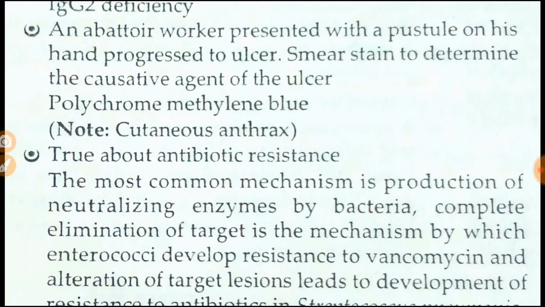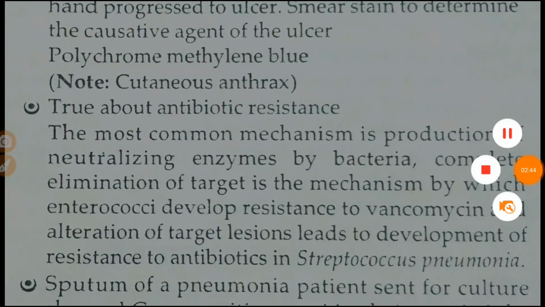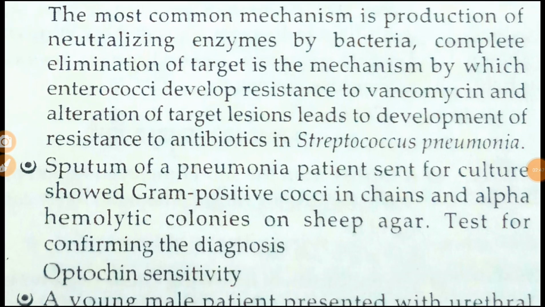True about antibiotic resistance: the most common mechanism is production of a neutralizing enzyme by bacteria. Complete elimination of the target is the mechanism by which enterococci develop resistance to vancomycin, and alteration of the target site leads to resistance to antibiotics in Streptococcus pneumoniae. Next, sputum of a pneumonia patient sent for culture showed gram positive cocci in chains and alpha hemolytic colonies on sheep blood agar. The test for confirming the diagnosis is optochin sensitivity.